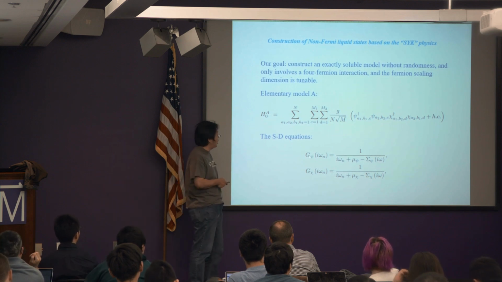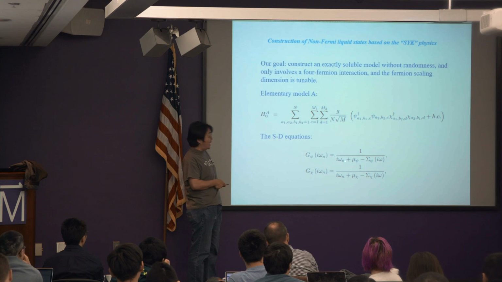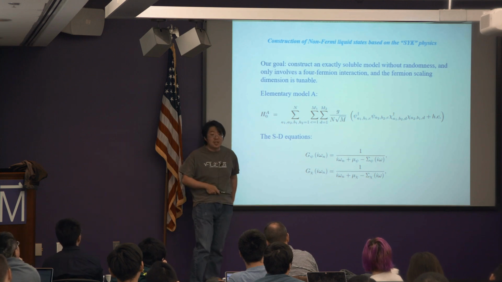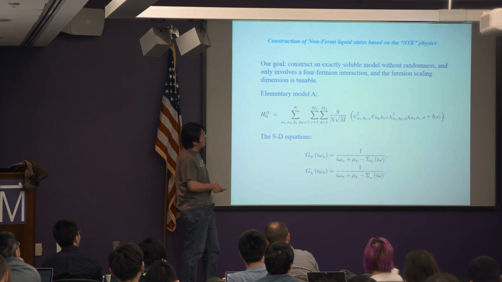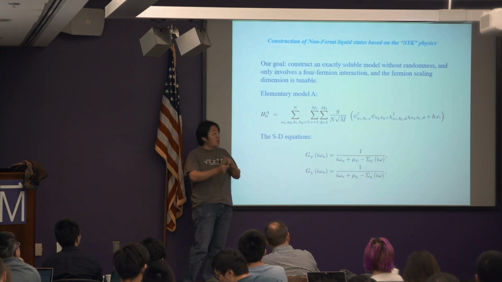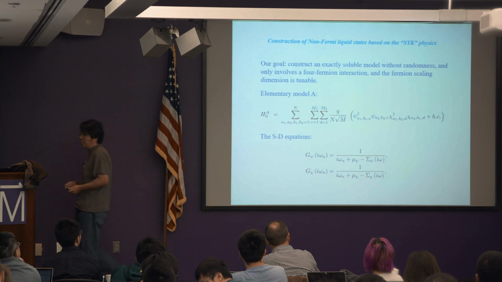So every one of them will have their own Green's function and self-energy. But you can see that the self-energy of psi will come from contributions from psi and chi, and the self-energy of chi will come from contributions of psi and chi as well. So there's a mixed Schwinger-Dyson equation.